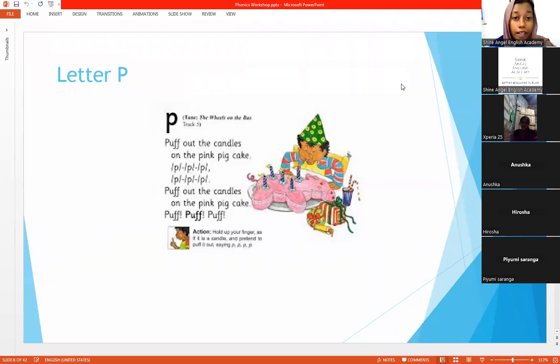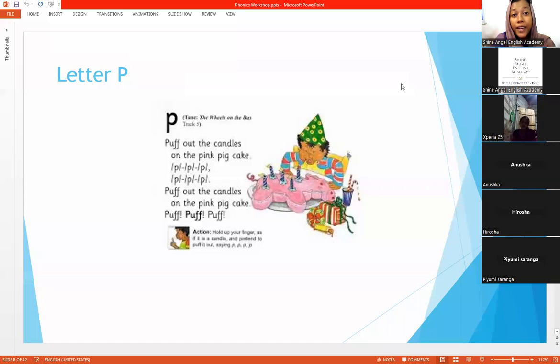So it's a game, right? It's a really nice song, and children will be interested in learning, and you can introduce this when you're doing the letter P. You will have a lesson plan for the week as well as for the day. When you're doing the lesson plan, you're going to introduce each letter on each day. You don't give them all together, right? So each letter will be introduced on each day.